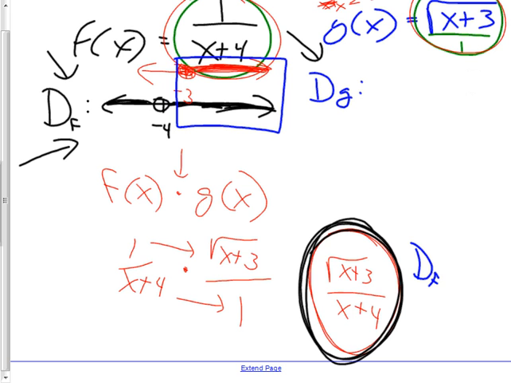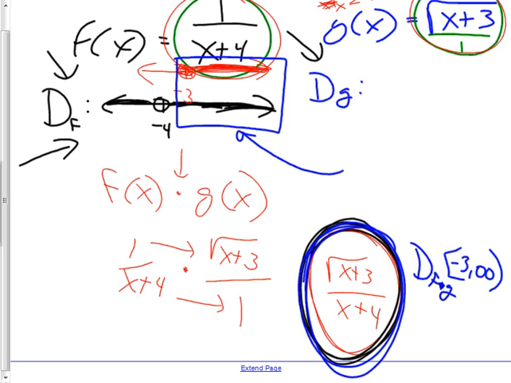Domain of f times g is everything bigger than -3 or equal to -3. So since I wanted that in interval notation, this right here, I would say from -3 to infinity. Does it work at -3? So bracket, parentheses. There we go. There's your two parts to your answer: the actual combined function and then its domain. Raise your hand if you feel like you get this.